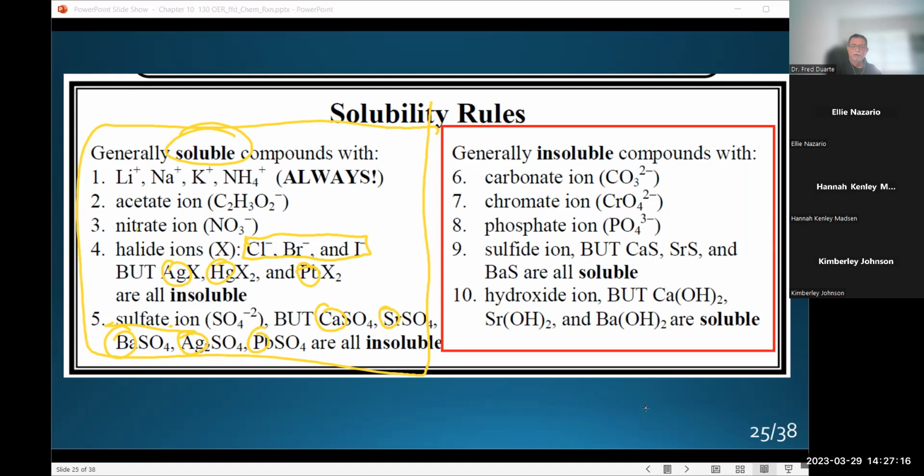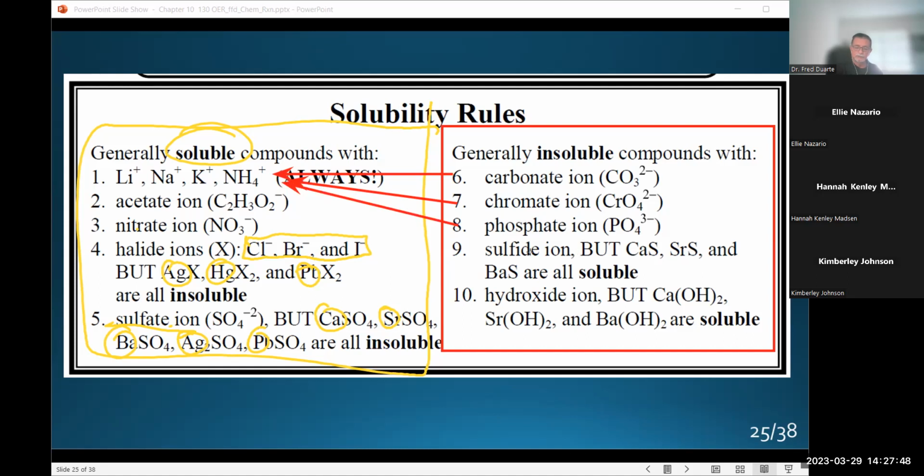Now, when we look at the insoluble column, if we look at the carbonate, the chromate, and the phosphate, normally, regardless of what they're bonded to, they are insoluble unless they are bonded to the big four. So there are only 4 examples of carbonates that are soluble. Everything else is insoluble. The same is true for chromate and for phosphate.